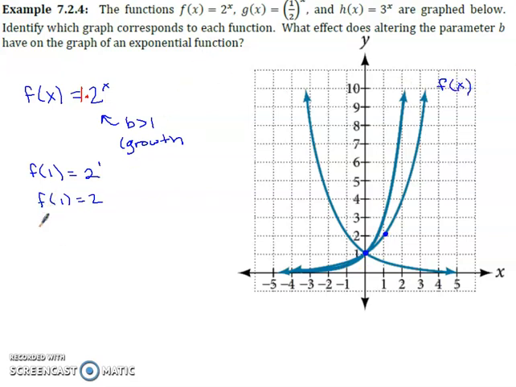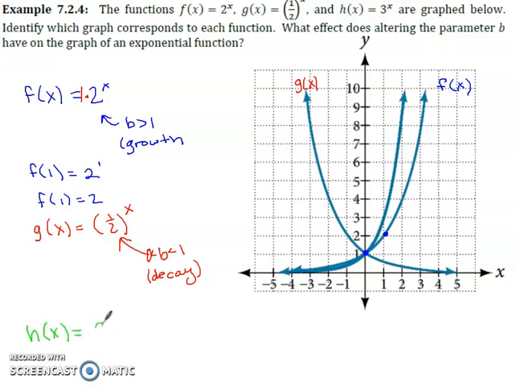Now I look at g of x. g of x is equal to (1/2) to the power of x. Here my b value is greater than 0, but it is less than 1, which means this is a decay. There is only one decay graph here in our coordinate plane, which tells me that this must be g of x. It starts large and decays as our x values increase, which means that h of x must be our remaining graph, but I'm going to go ahead and check that out.